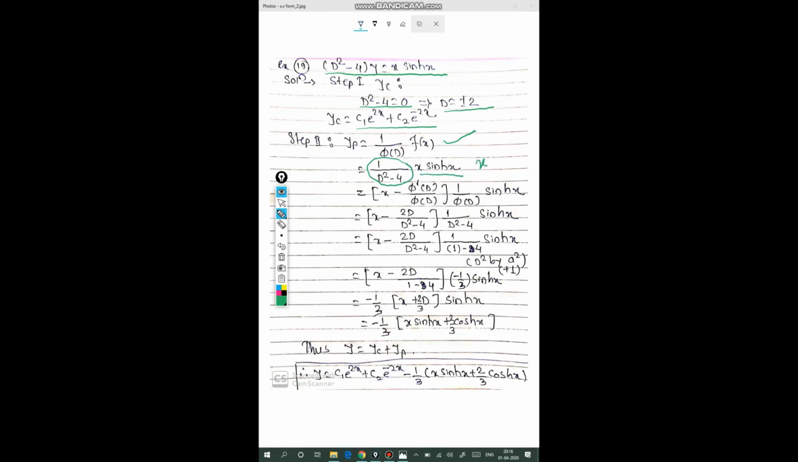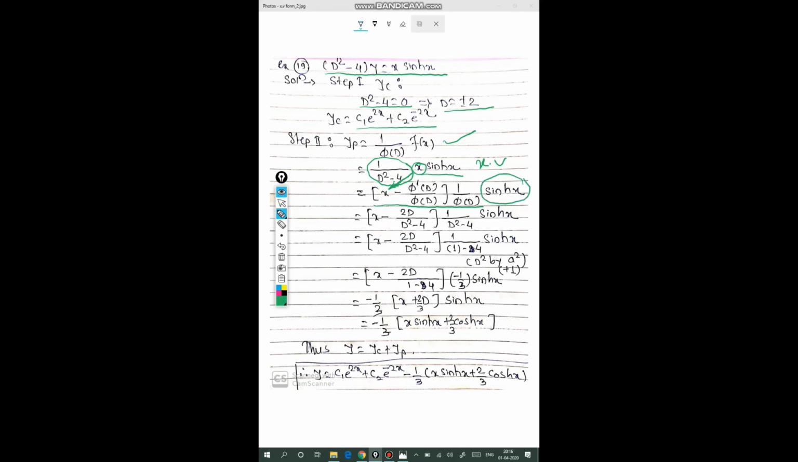As it is in the form of x into v, the formula is x minus φ'(D) upon φ(D) into 1 upon φ(D) of sinh x. So you can observe this x is coming out from the operator, coming outside the operator. Now, depending on that v: in this case, v is a hyperbolic function.